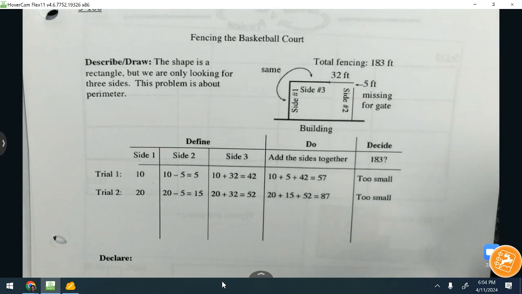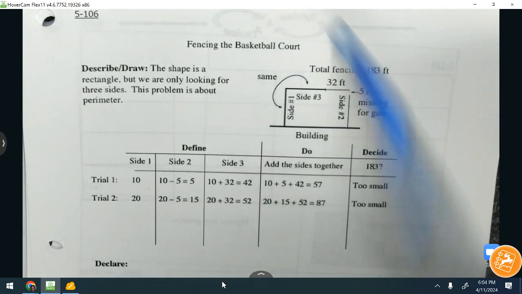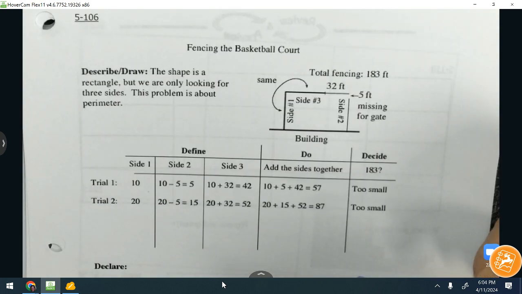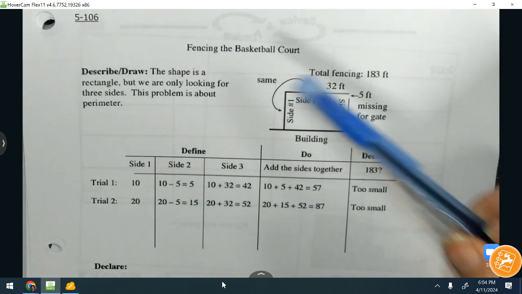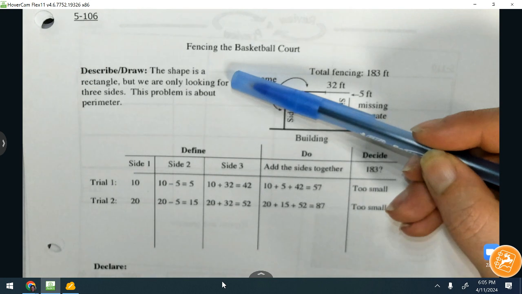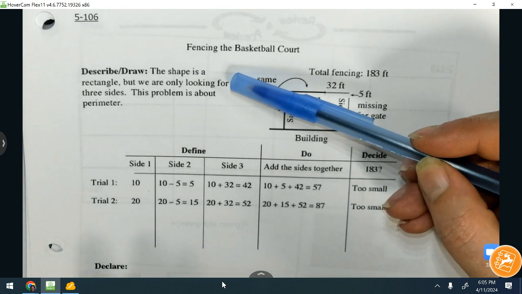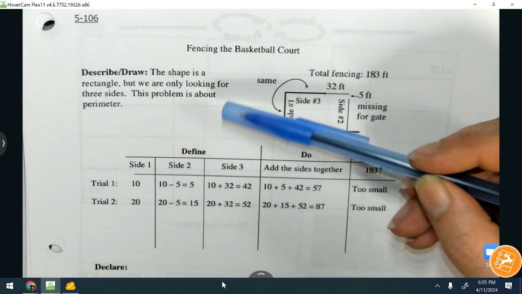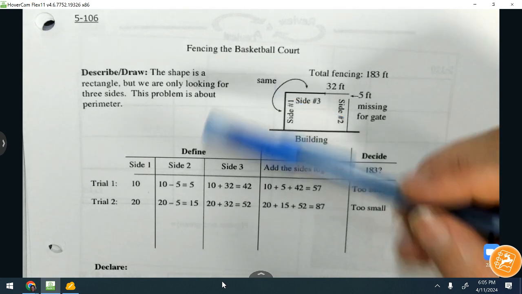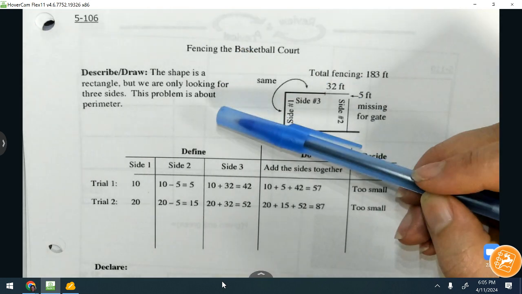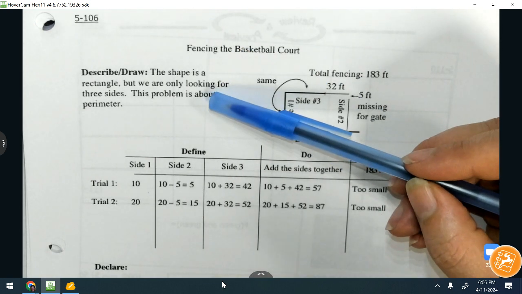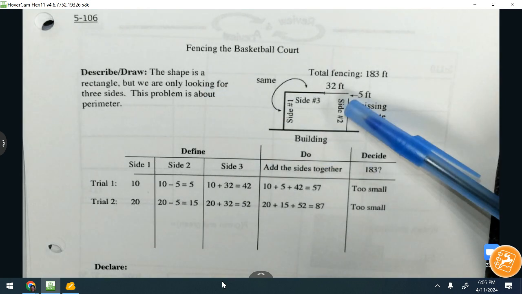So we have the fencing of the basketball court. This is the same problem from 5-104. So it says the shape is a rectangle. They got that from the problem, but we're only looking for 3 sides. That's important. If we find the 4th side, our measurements are not going to be correct. The problem is about the perimeter.